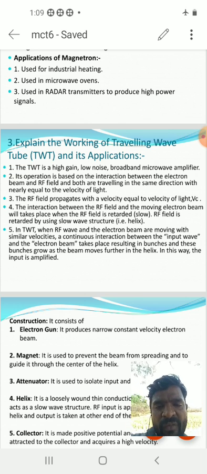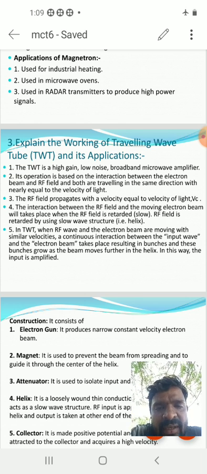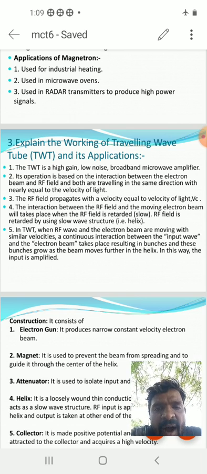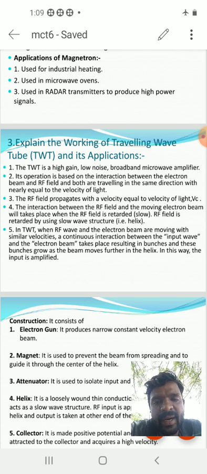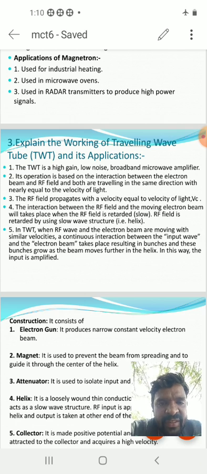In the traveling wave tube we have two types of waves or signals. One is the RF field signal and the other is the electron beam. Here the RF field is taken from outside of the tube and the electron beam is generated by the electron gun. The RF field propagates with a velocity equal to the velocity of light.